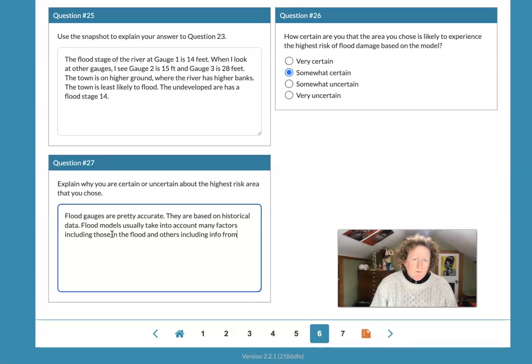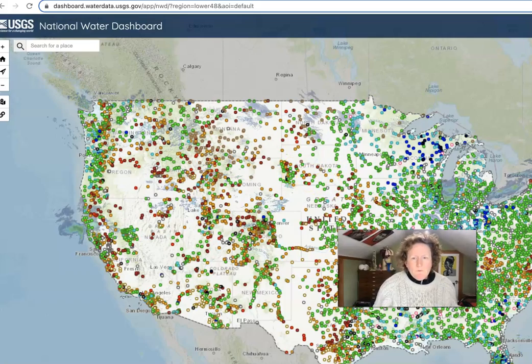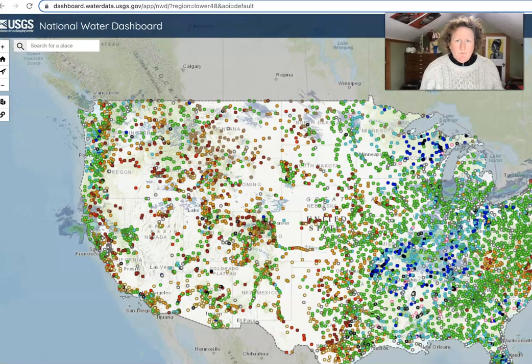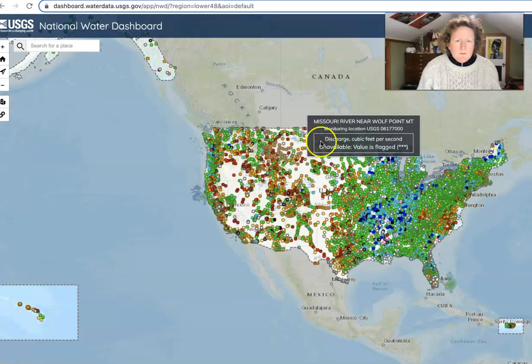information from gauging stations. And if you want to know where a gauging station is in your neighborhood, this is the USGS National Water Dashboard. So the USGS, the United States Geological Survey, has gauging stations all over the country and is monitoring river levels all over the United States. And you can zoom in.